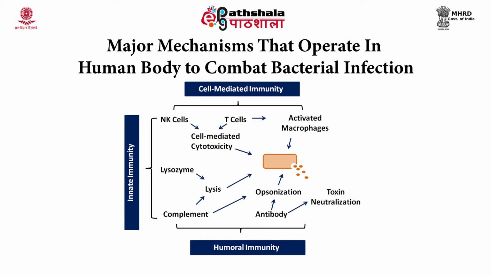It can be neutralization of bacterial toxins or enzymes by host antibody, lysis of bacteria by complement and antibodies, bacterial opsonization by complement leading to phagocytosis or destruction, intracellular destruction of bacteria by activated macrophages, or direct killing of bacteria by natural killer cells and cytotoxic cells. You can see all these mechanisms which have been summarized in this diagram.